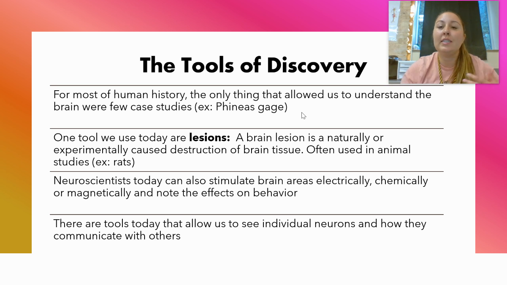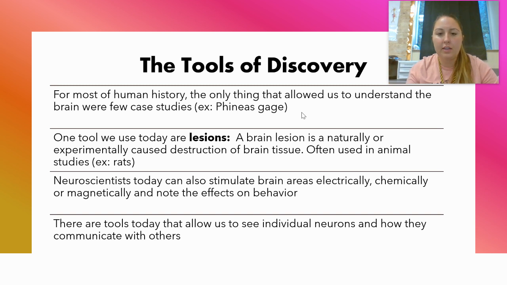Now, in today's psychology world, researchers might purposefully cause lesions in animals such as rats. So they will, let's say, damage the lateral hypothalamus, and then they will be able to see what behaviors are altered based on that destruction.